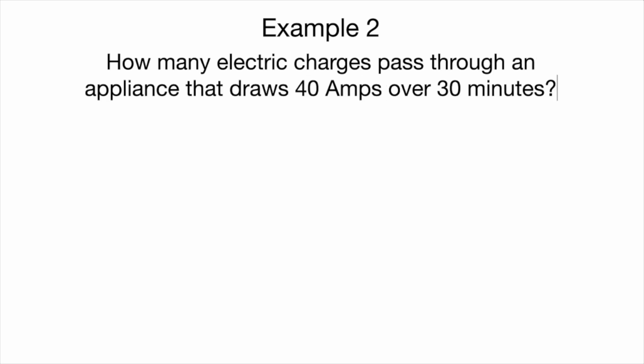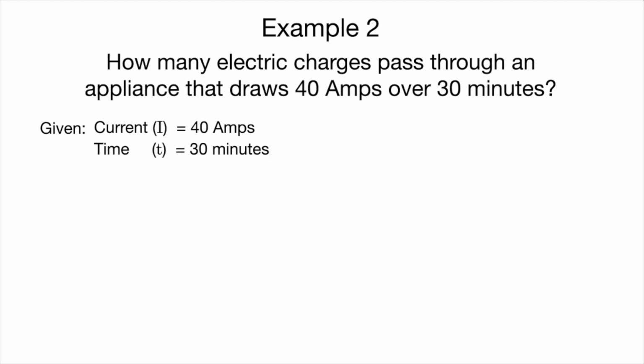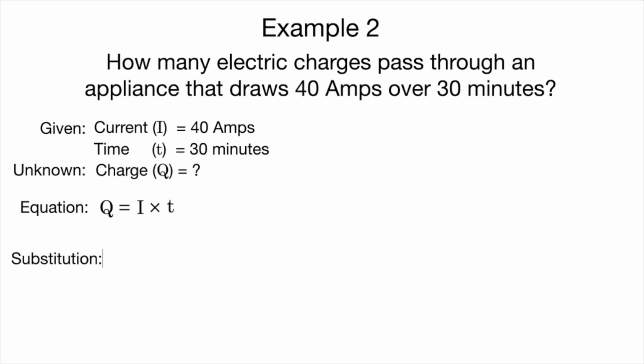Example 2. How many electric charges pass through an appliance that draws 40 amps over 30 minutes? Given. Current, I, equals 40 amps. Time, T, equals 30 minutes. Unknown, then, would be the charge, Q. The equation: Q equals I times T. Substitution: Q equals 40 amps times 30 minutes. But we need to convert that. So Q equals 40 amps times 1800 seconds.